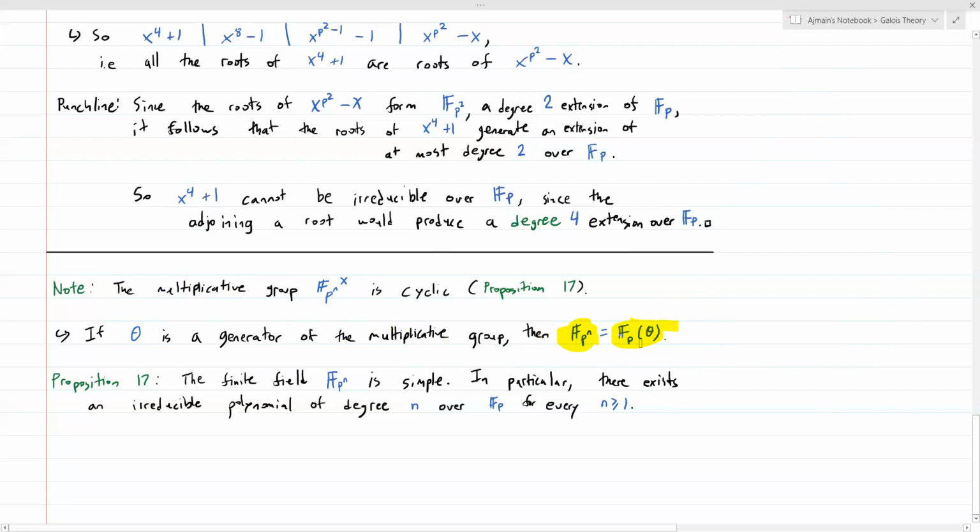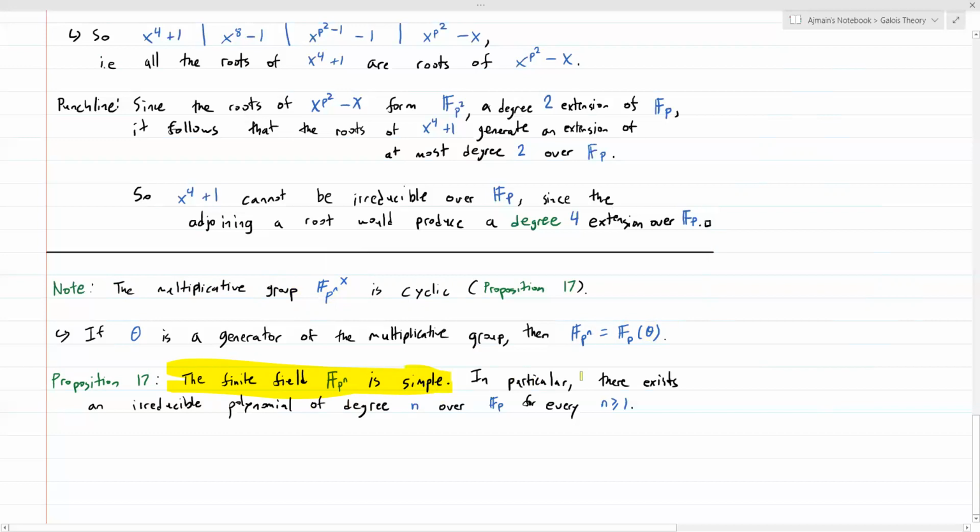So we just proved proposition 17. The finite field F_{p^n}, the unique field of order p to the n, is simple. In particular, there exists an irreducible polynomial of degree n over F_p for every n greater than or equal to 1. So why is this statement true? First of all, it's a simple extension where you adjoin a single generator of the multiplicative group. So this is a simple extension of the ground field.